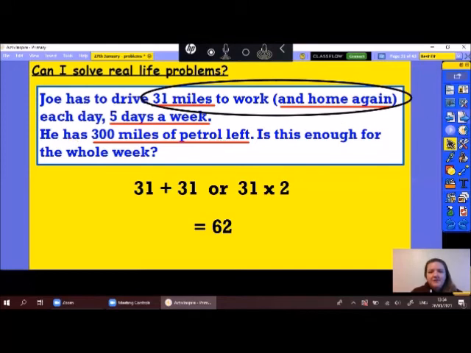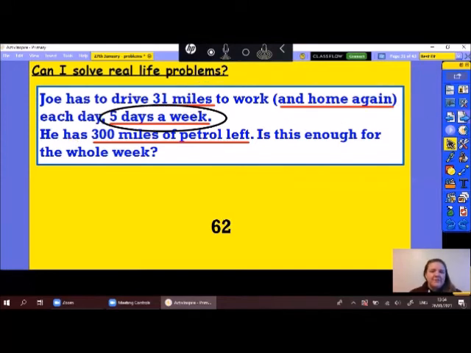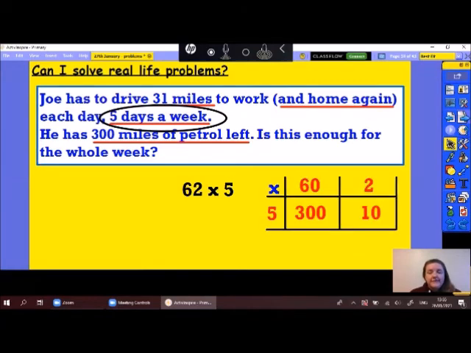Let's get to the next bit of the question. So we know 62 miles a day, but he does that for 5 days every week. So what do we need to do with our 62? Yeah, we need to times it by 5. Well, we know how to multiply things. We need a grid. Pause the video to work it out. Here we are. So our answers in our grid are 300 and 10. Now, I'm fairly sure you could probably add those two in your head, but you can use column addition if you need to. So the answer we get to is 310. So he drives 310 miles every week.